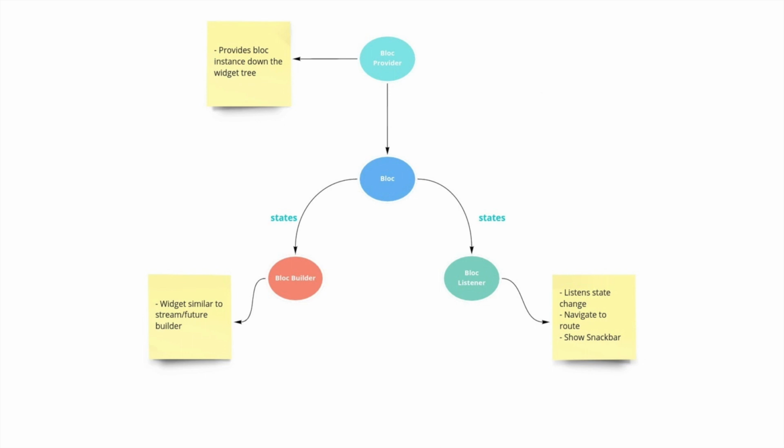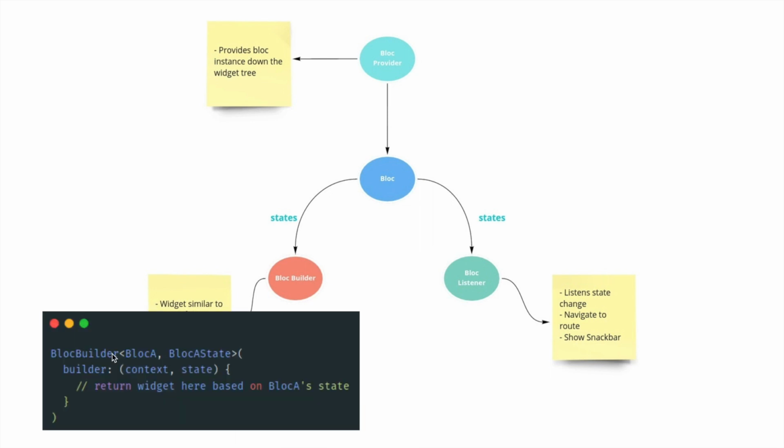Let's have a look at the bloc builder. Bloc builder is also a widget which requires a bloc and a builder function. Bloc builder handles building the widget in response to the new states. It is very similar to the stream and future builder. As you can see in the code snippet, it has a builder function which contains context and the state as parameters. In response to the change in state, we will return different widgets as per our requirement.